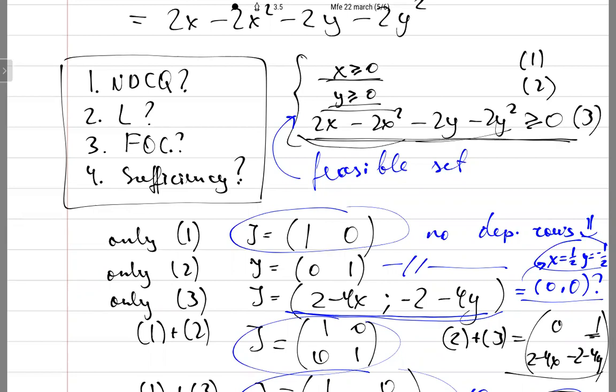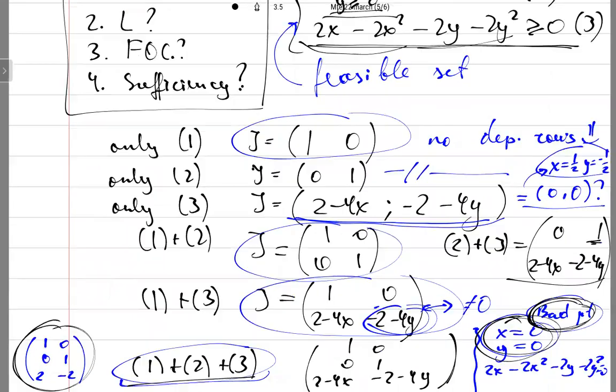Yeah. We have a bad point, and DCQ is violated, but we are happy. We are courageous and brave. Let's move on.